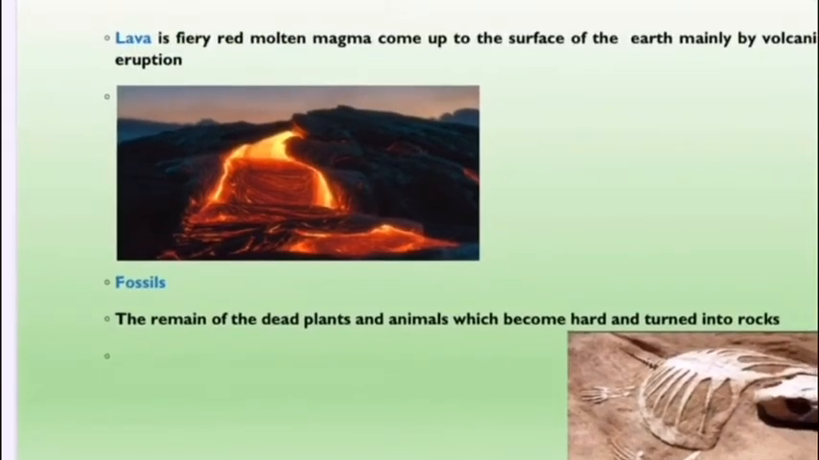Next topic is fossils. Fossils means the remains of dead plants and animals which become hard and turn into rock. These rocks are formed in the sedimentary rocks where the remains of dead plants and animals are decomposed inside the earth. It will form one type of rock. These rocks are called fossils.